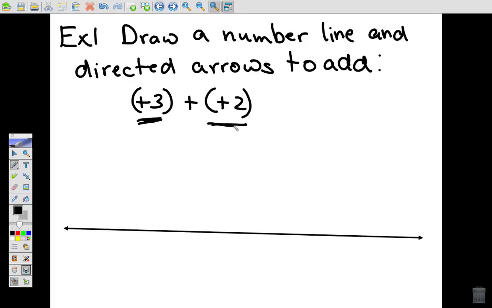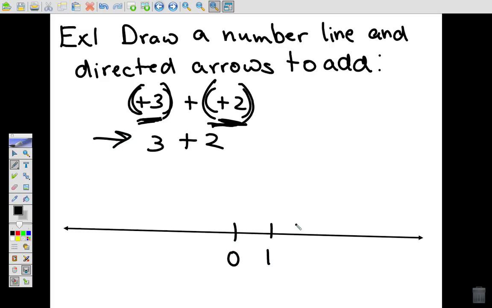Sometimes numbers are shown in different ways. What they're attempting to do here is really, this problem is simply 3 plus 2. Don't let the parentheses confuse you. Don't let the positive signs confuse you. All they're doing is emphasizing that this is a +3 and this is a +2. So just realize that it's the same thing as this. Now, on my number line, I'm just going to start with 0 in the middle, and there's not one set way to make these number lines, so don't think it has to be made the way I'm making it.